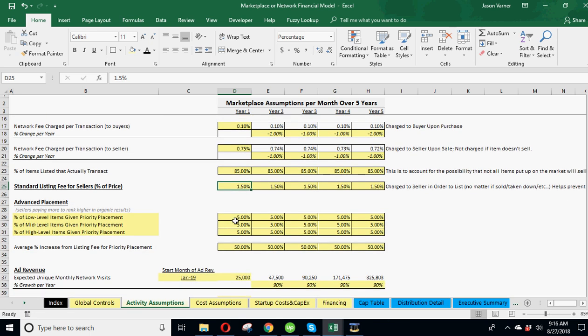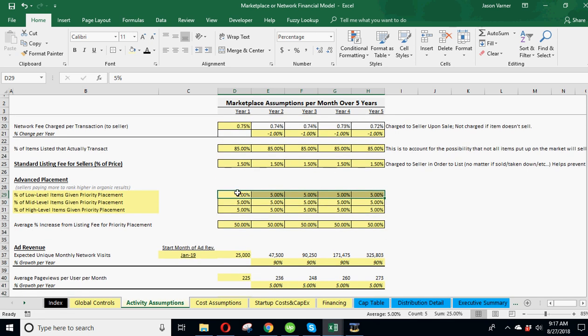Okay, so there's that dynamic. Then there's advanced placement. This is if somebody wants to pay to have whatever they're selling or trying to transact be above other people. And this might not apply. If not, you could just put zeros here, but basically it says the percentage of each item level that is going to be in priority, and then the markup that it costs to actually list such things. So this is again just going off the listing fee, and it's doing 50% of that as an additional advanced placement fee.